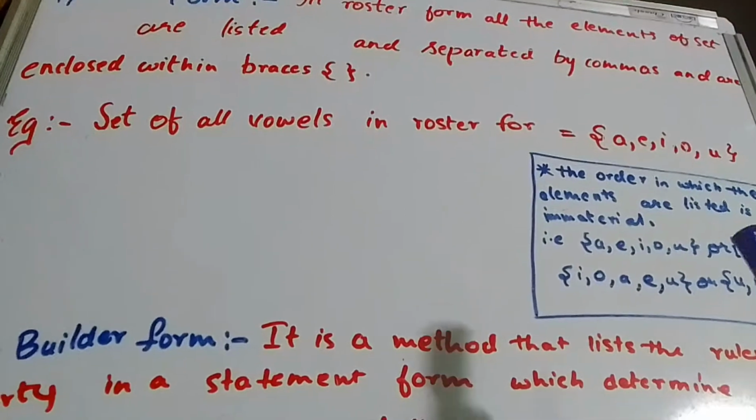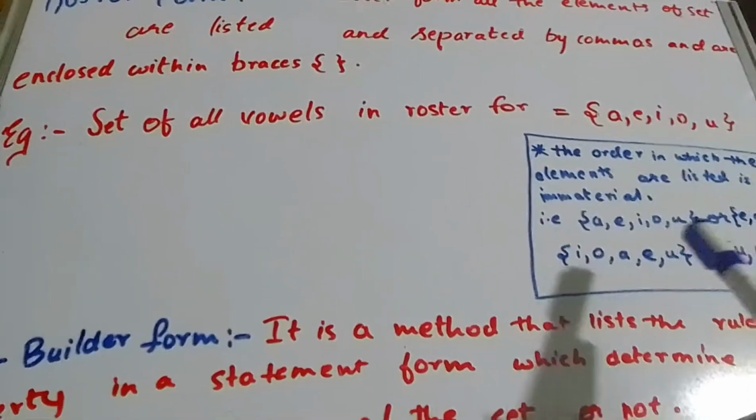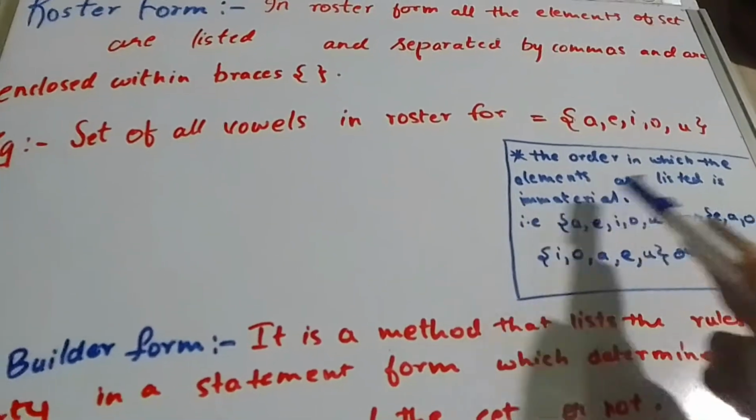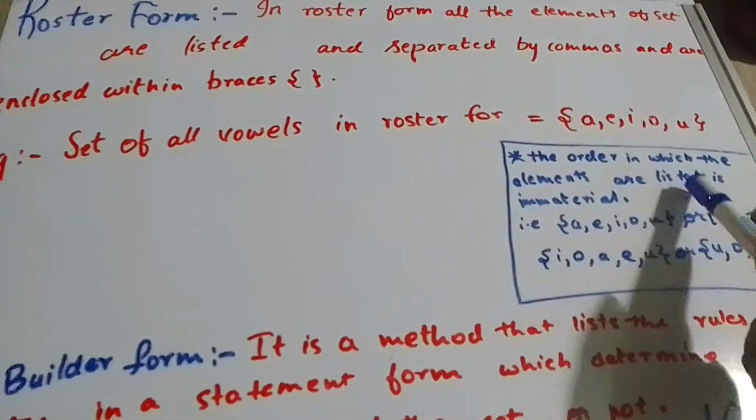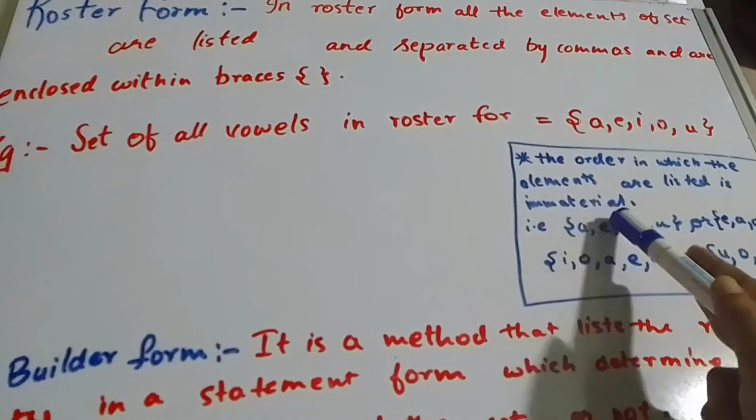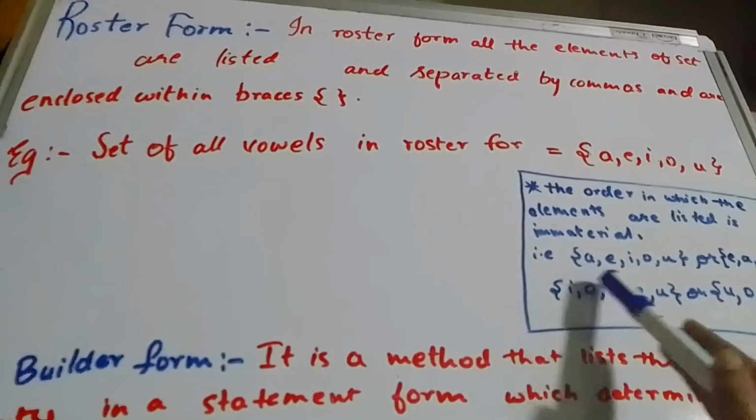Now, a point in roster form is that the order is not necessary. We can write in any order. The order in which elements are listed is immaterial. It is not necessary to write in ascending or descending order.